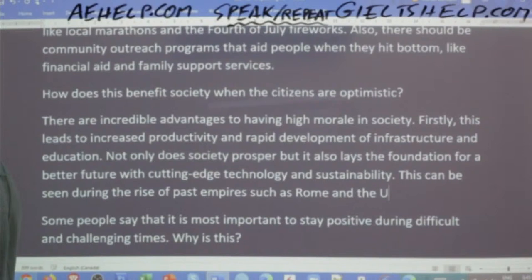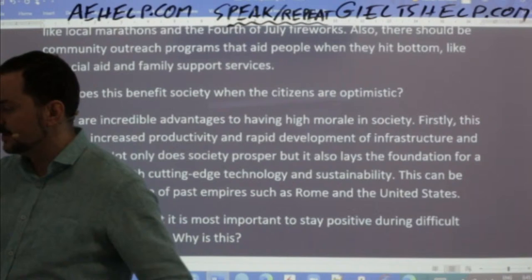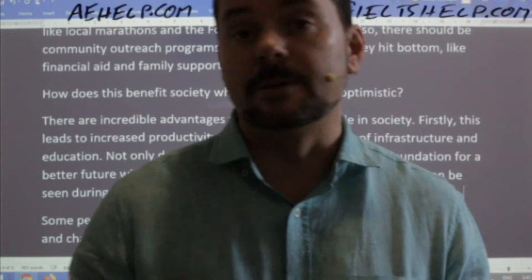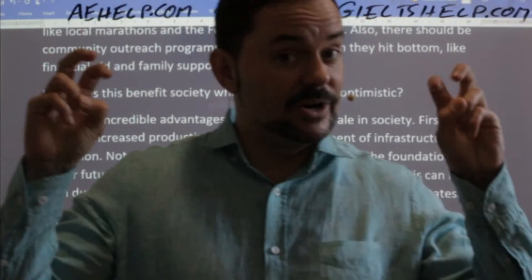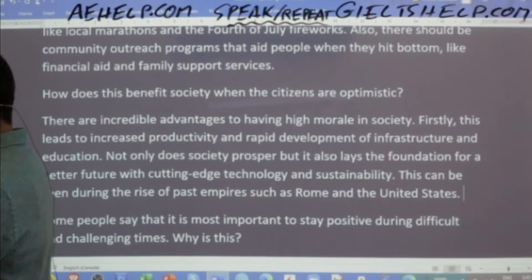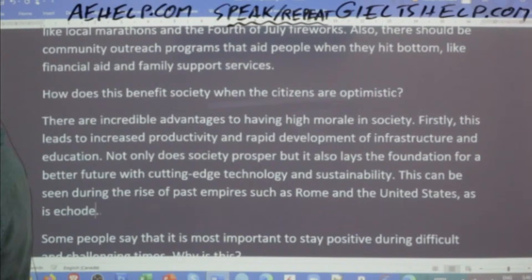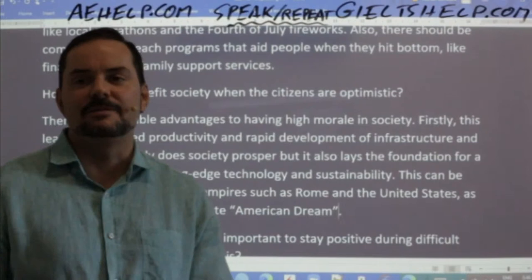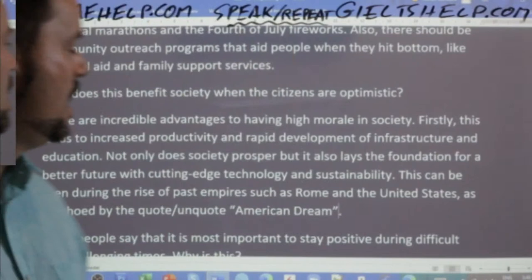Yeah, absolutely, right? So usually great empires in our history, such as Rome, the Republic of Rome, and the early days of the United States as well, the American Dream, right? You might even throw that in there, such as the United States, as is echoed by the quote unquote American dream, right? All right, I'll even throw that in there. That's kind of an expression that we use sometimes, quote unquote, the American dream. Okay, so here we go.